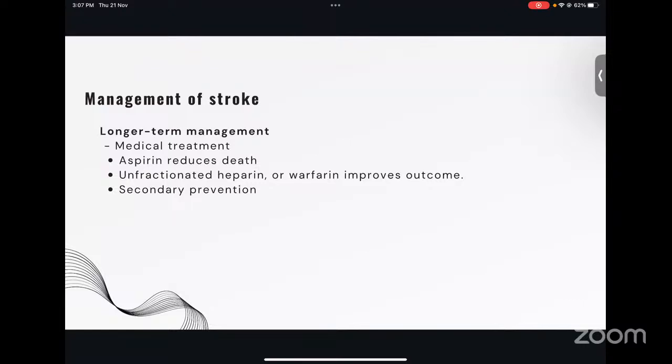Long-term management of stroke. It comes with medical treatment. Cardiothoracic patients are not candidates for thrombolysis. Recent major surgery is one of the exclusion criteria. Aspirin reduces death and dependency for the patient. Warfarin and heparin will reduce recurrent embolic stroke if the patient has atrial fibrillation. A patient with a severe stroke may need intubation and ventilation for respiratory failure, and try to send the patient for swallow assessment.